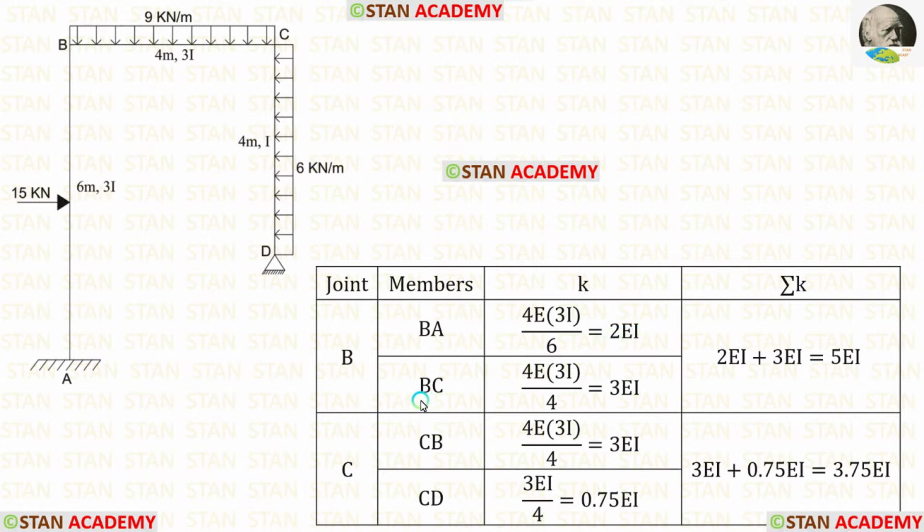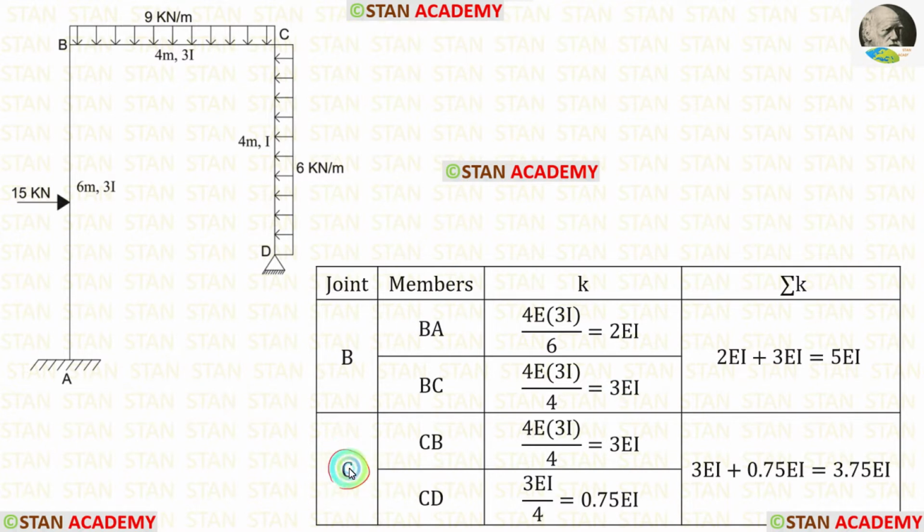Now let us find the stiffness for BC. For that, from the joint B, we have to look at the point C. The point C is continuous. If the far end is continuous, the formula for the stiffness is 4 EI upon L. Length of BC is 4. Let us apply that. The moment of inertia for BC is 3I. So instead of I, we have to apply 3I. Finally, for the stiffness of BC, we get 3 EI.